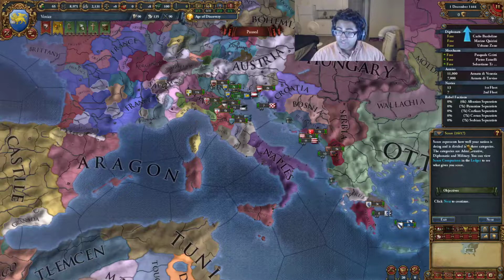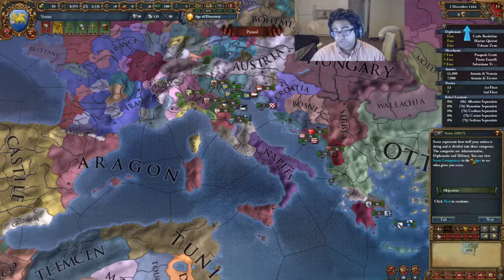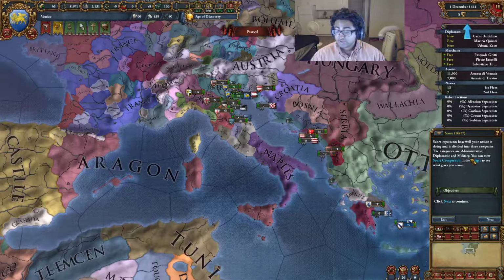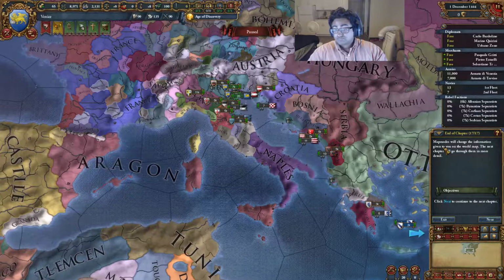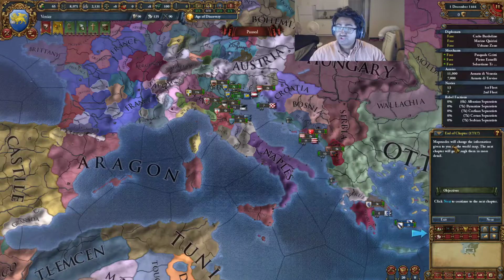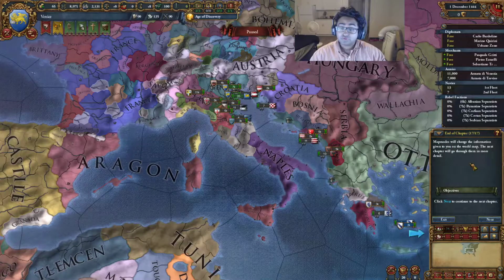Score represents how well your nation is doing and is divided into 3 categories. The categories are administrative, diplomatic, and military. You can view score comparison in the ledger to see what gives you score. Map modes will change the information given to you on the world map. The next chapter will go through them in more detail.